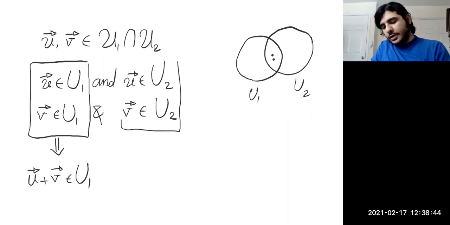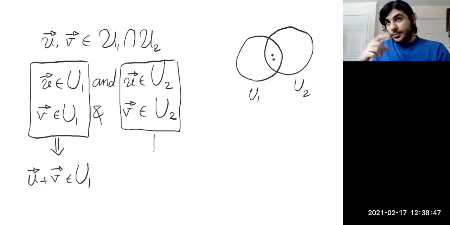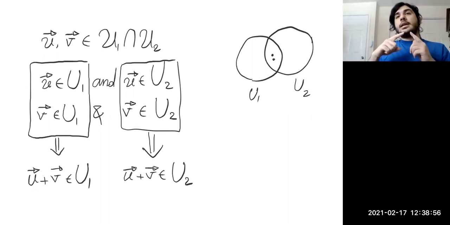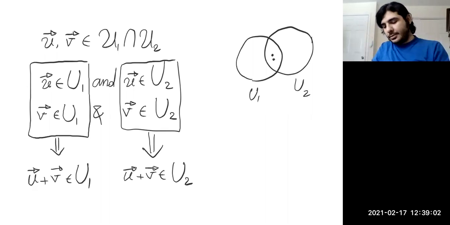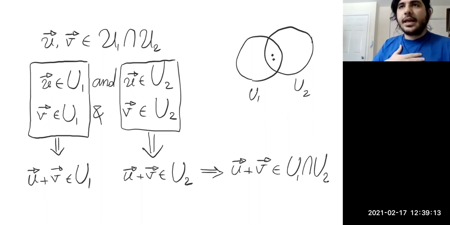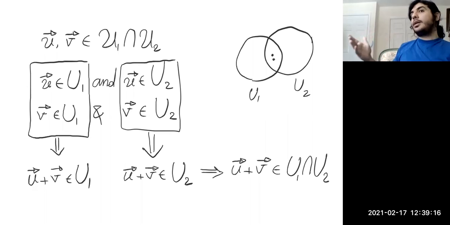Same thing holds for U2. If u is in U2 and v is in U2, because U2 is a subspace, the sum of these two is in U2. So u plus v is in U1 and also is in U2. Therefore, it's in their intersection. When we have something inside two sets, it's in their intersection. So u plus v is in U1 intersection U2. You should prove the same thing holds for scalar multiplication. For example, the argument is completely similar. So yeah, it is a subspace.